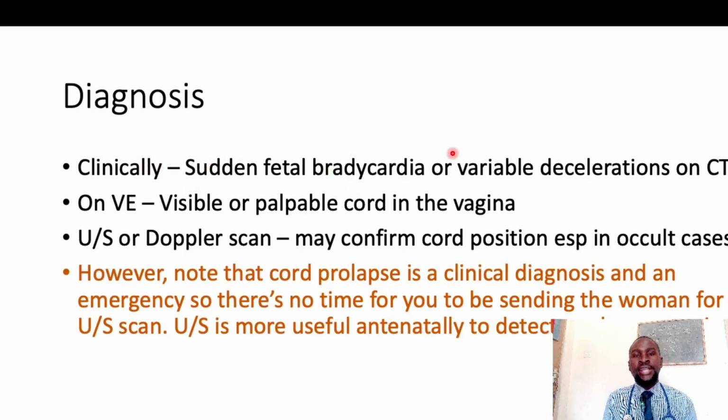in sudden fetal bradycardia, okay. The clinical picture is that you notice a sudden fetal bradycardia or variable decelerations on CTG after you rupture the membranes. You should suspect cord prolapse in such a setting. When you do a VE, there will be a visible or palpable cord in the vagina. So you can visualize the cord, or you can even palpate it while you do your VE.